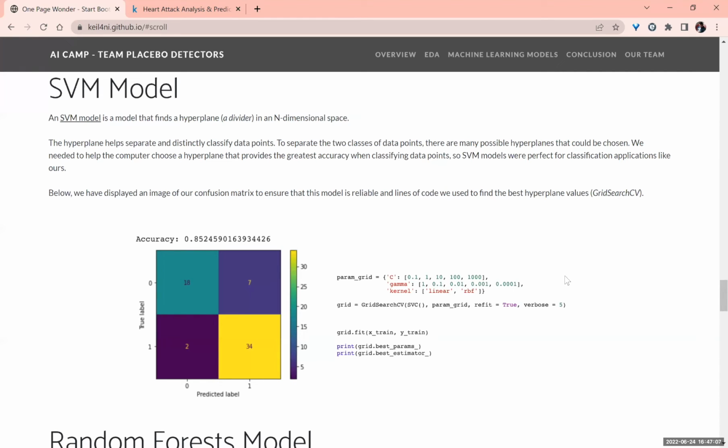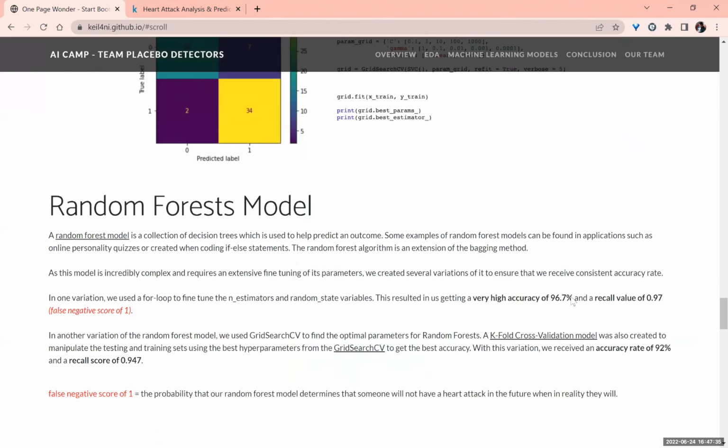As you can see in our confusion matrix, our true positives and true negatives are also a lot higher than our false positives and false negatives. In addition to this code, we also used a grid search to help tune our hyperparameters so we could find the best possible accuracy. And we ended up with an accuracy of 85.2%. I will be passing the next two models on to Keilani.